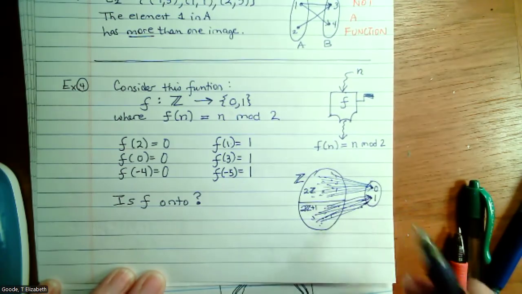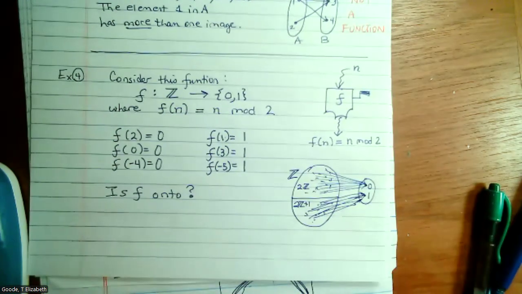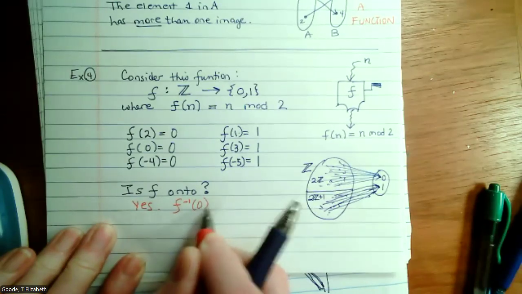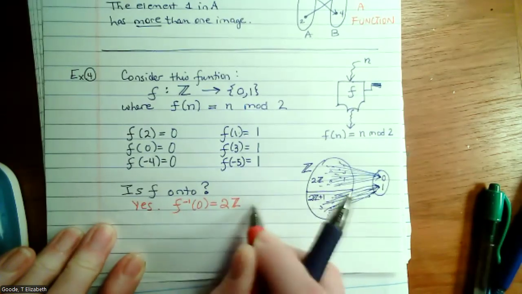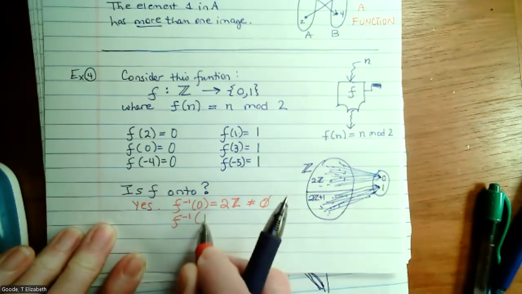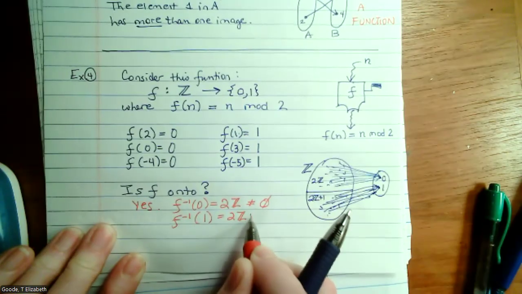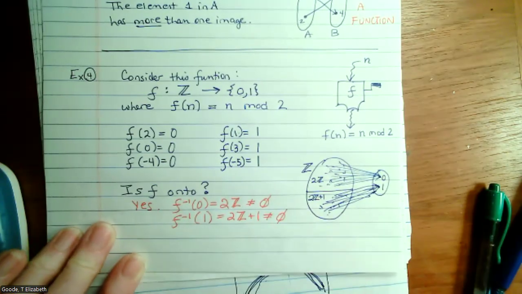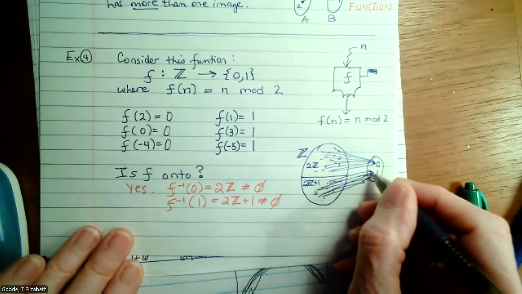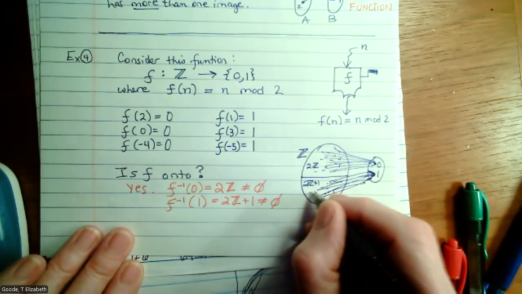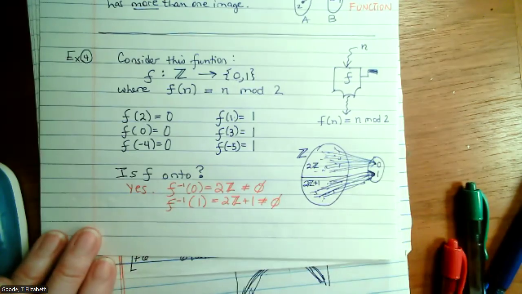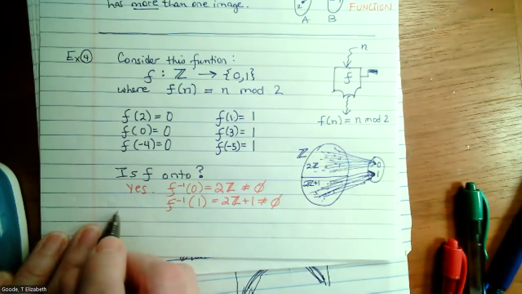So it's definitely onto, yes. F inverse of 0 is all of 2Z, and that is not the empty set. And the inverse image of 1 is the odds, and that is certainly not empty. If you look backwards and you say, is there anything back there that's going to hit 1? Oh, yeah. Is there anything back there that's going to hit 0? Oh, yeah.